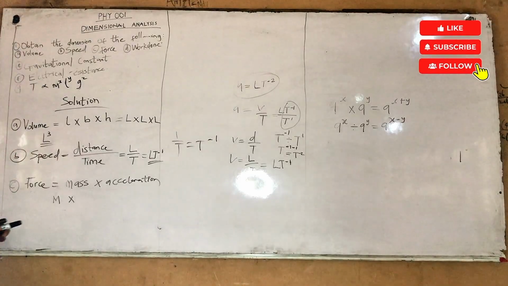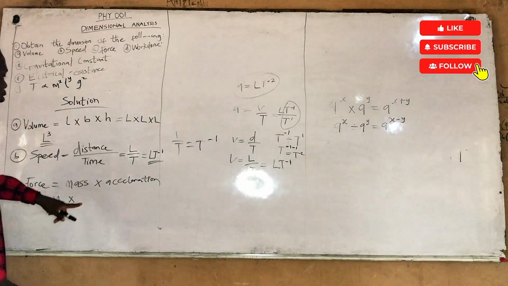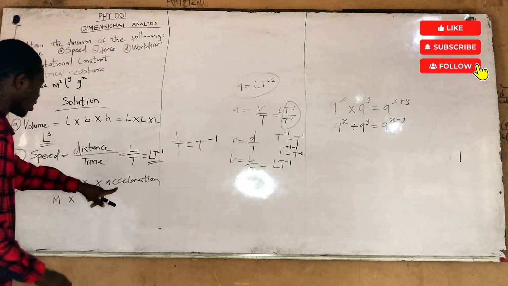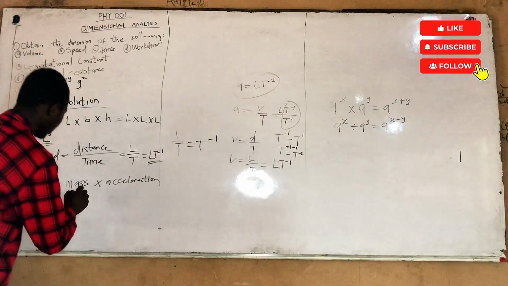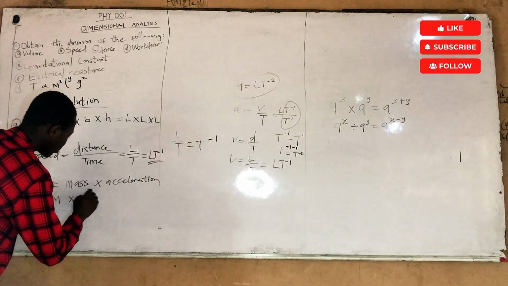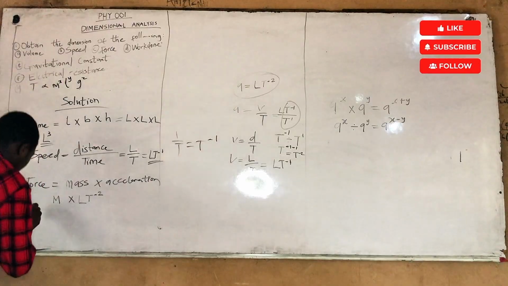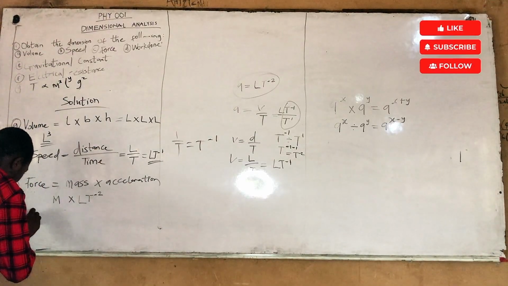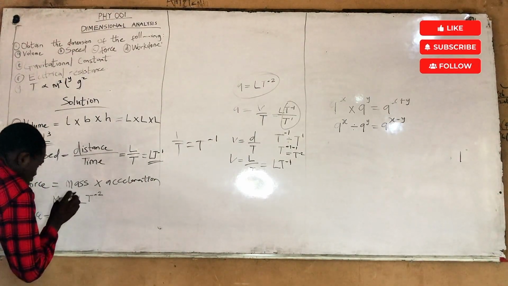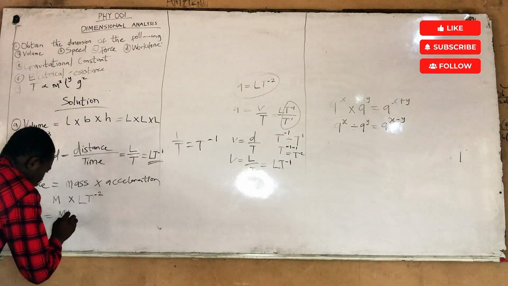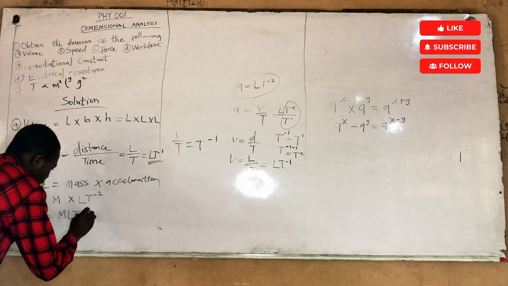Acceleration. So since we have gotten the acceleration, we can easily input the acceleration here. You now say L t raised to power minus 2. That means our force is M L t raised to power minus 2.